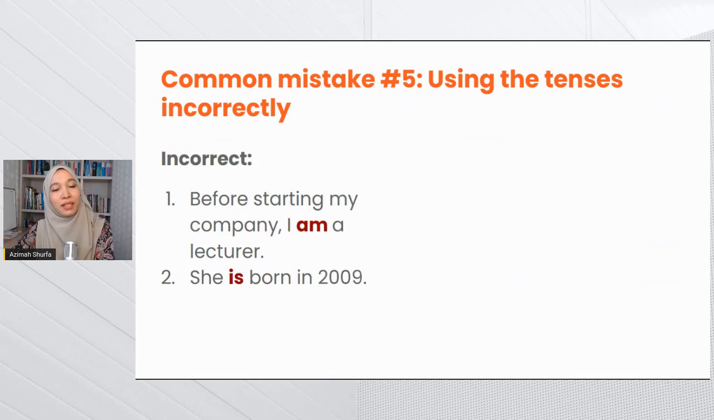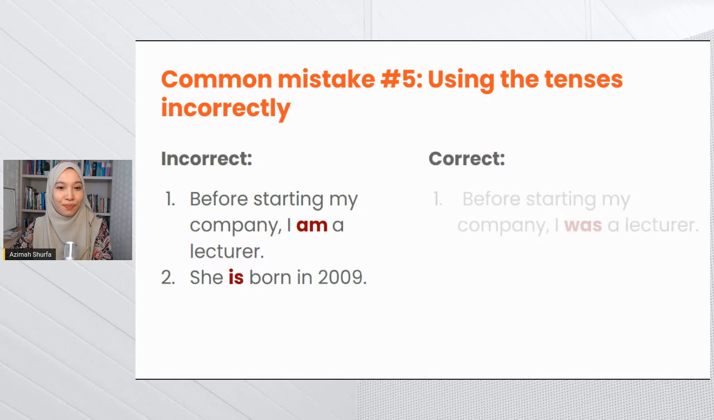Right. Let's talk about common mistake number 5, using the tenses incorrectly. So this is incorrect. So study this whole sentence, okay? Before starting my company, I am a lecturer. So what's going on there? So am is present tense. So what should I put instead? Okay. And number 2, she is born in 2009.